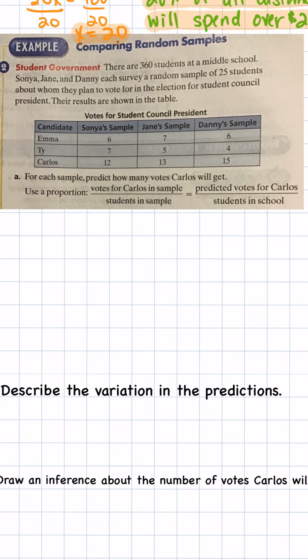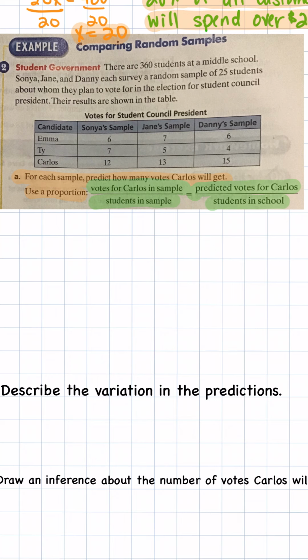So this is the first question. So to do that, we're going to use a proportion. We're going to take the votes for Carlos in the sample and divide it by the students in the sample. And that's going to equal the predicted votes for Carlos and the students in the school, for the number of students in the school. So let's do that for each of these.